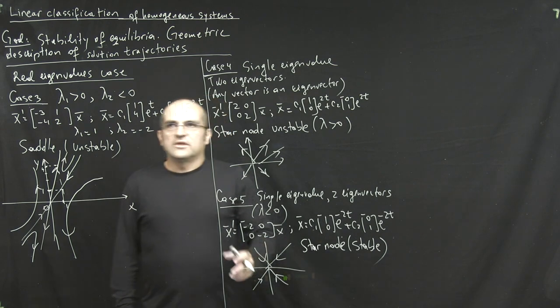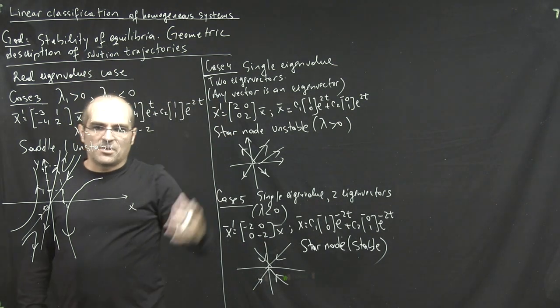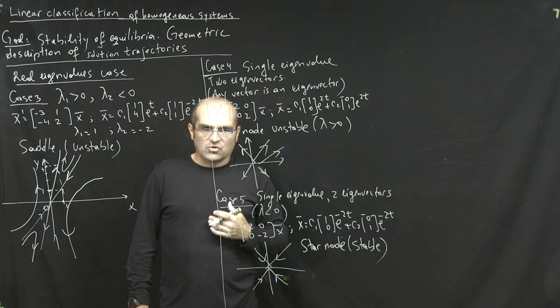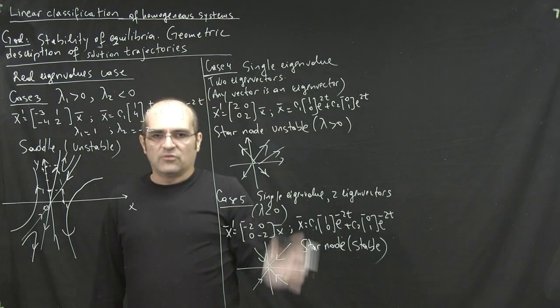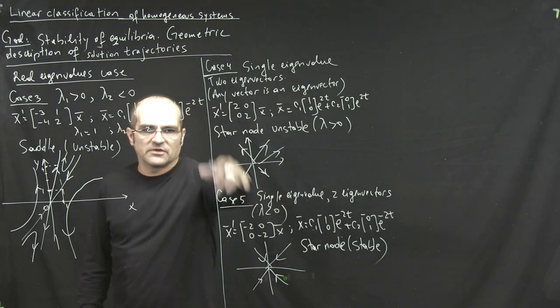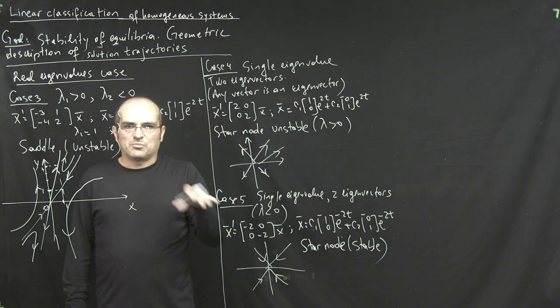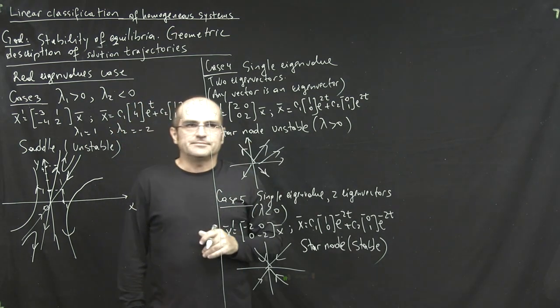So remember, the goal is to establish the stability and some geometric description of the solutions around the equilibrium point. So that's why it's worth noting it as separate cases, because of the straight line solution for any point you pick on the phase plane.